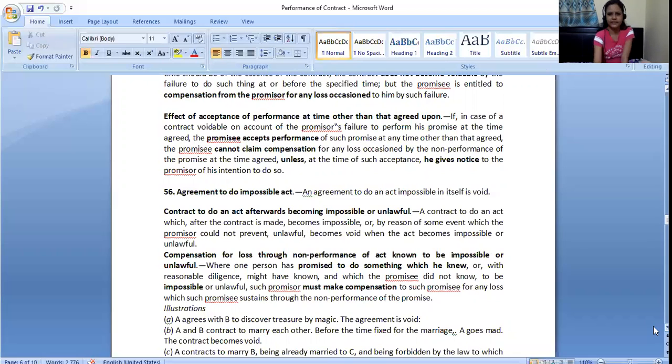Is this part clear, these sections? Any section you want to be repeated? 54 we repeated once. 54. 54, yeah. 54, okay.